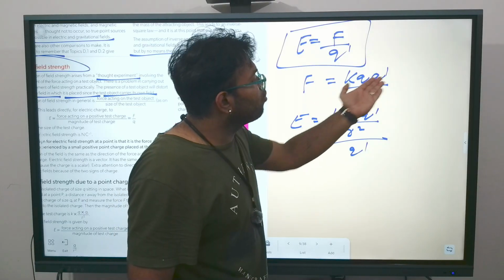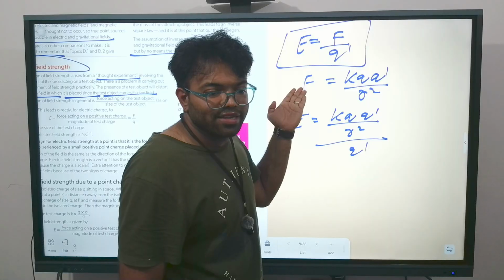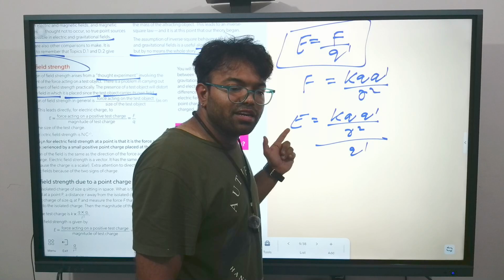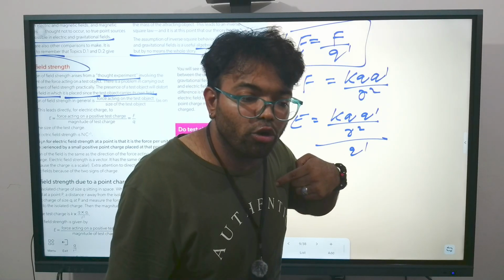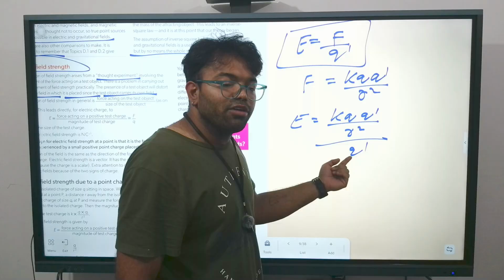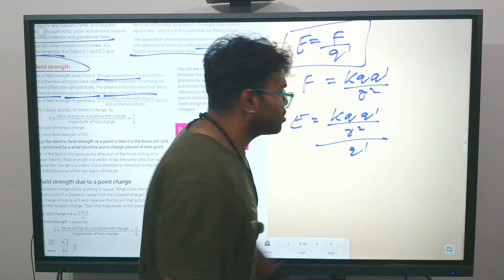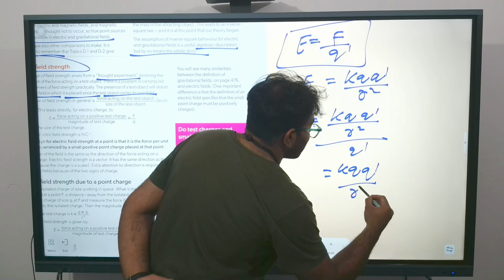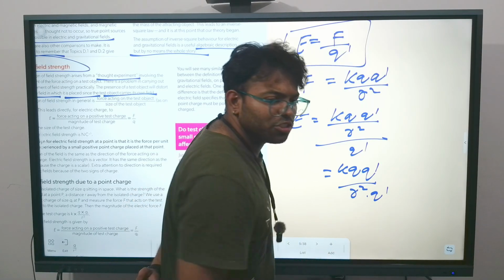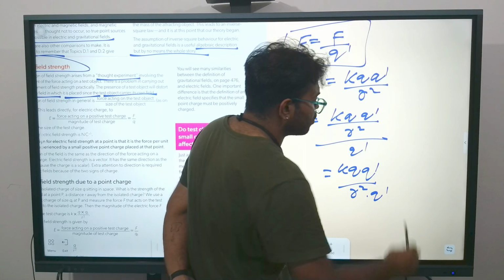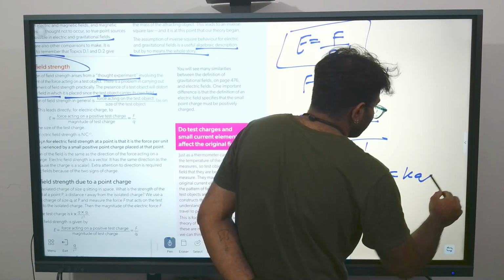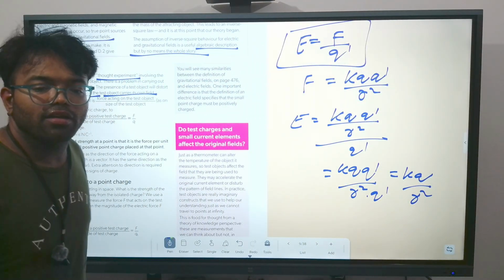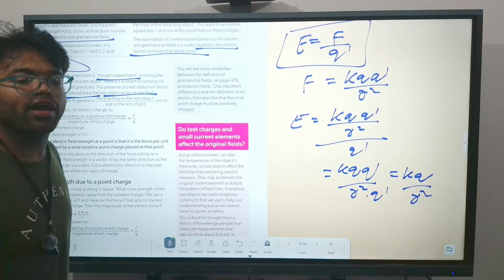Okay, now K Q Q dash upon R square is the force that exists between our charge and the test charge. So to find the electric field strength of our charge, what do we have to do? We have to divide the force by the test charge. So what do we end up getting? K Q Q dash upon R square times Q dash. So this will end up being what? K Q upon R square. This is the formula for what? This is the formula for electric field.